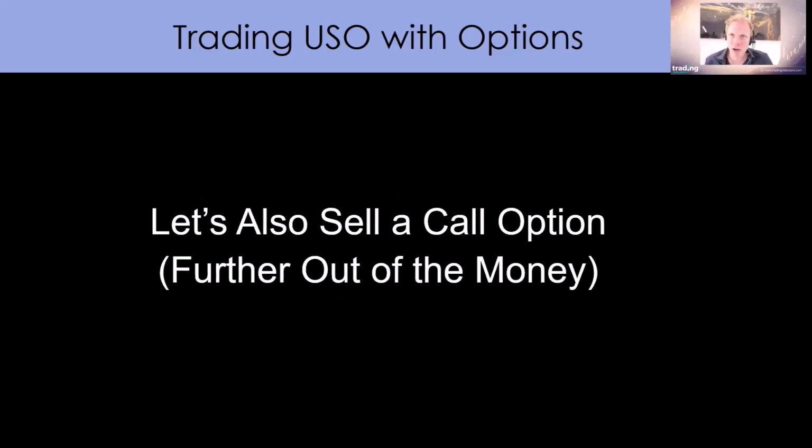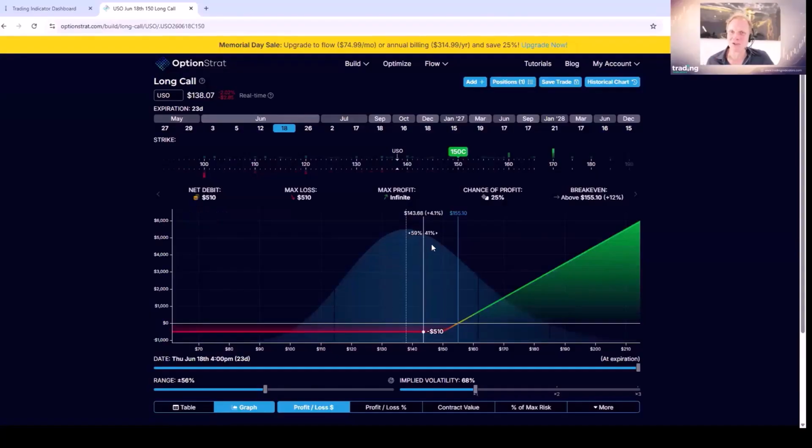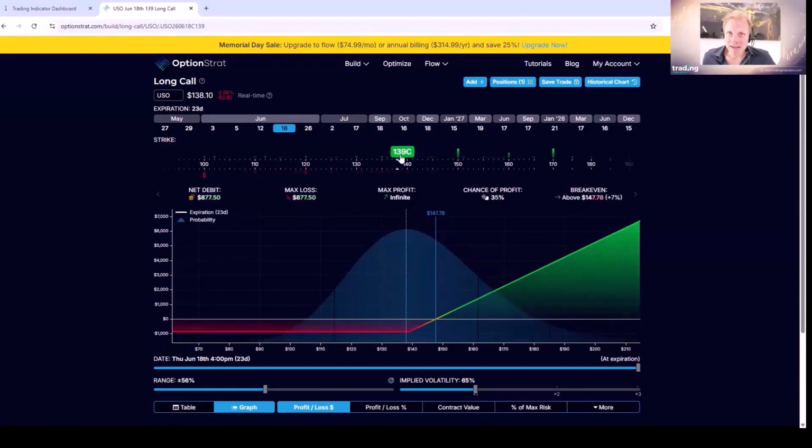How will this work? But what we could do is sell a call option which is even further out of the money. Let me show you how this works. So back to our tool here, and now it gets really interesting. Let me move my strike price back here to more or less break even, 139, for our first long call option. So we're buying a call option, but now we also want to sell a call option, which is a bit further out of the money.